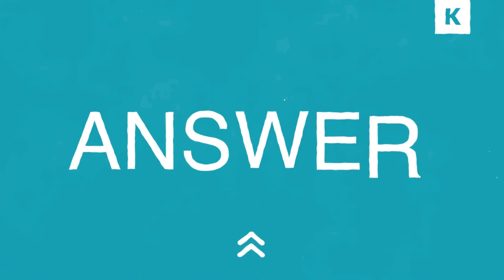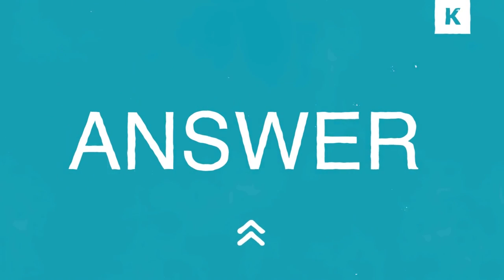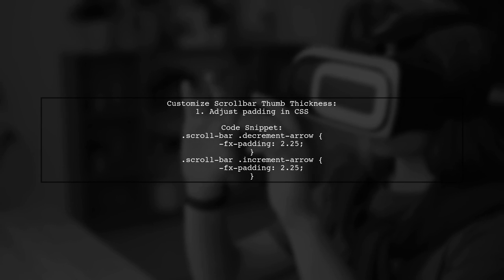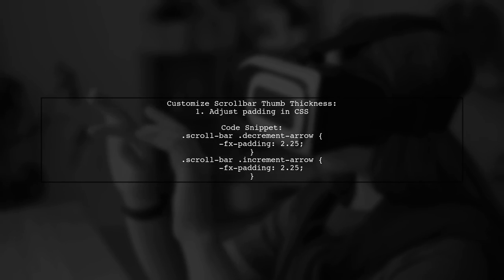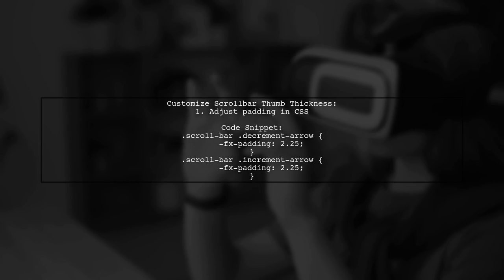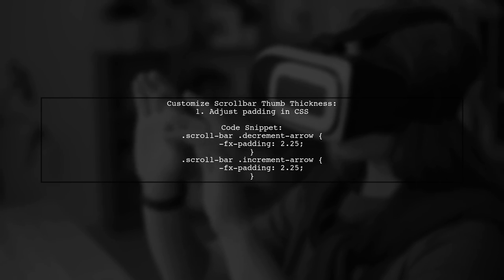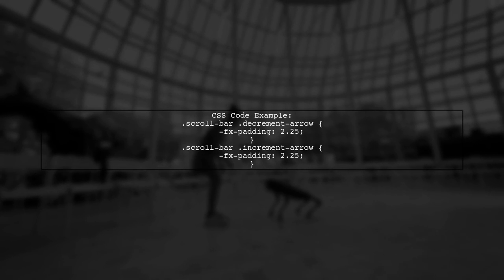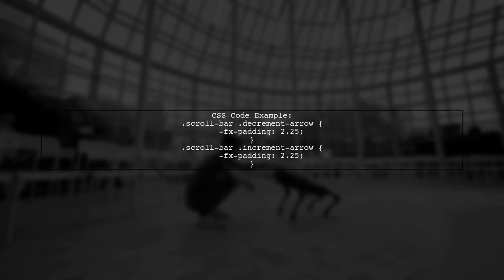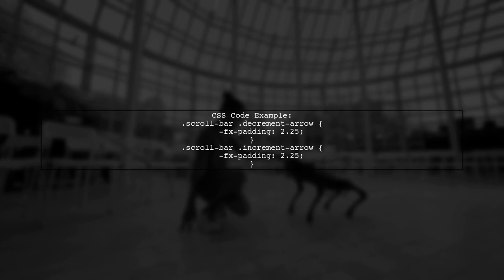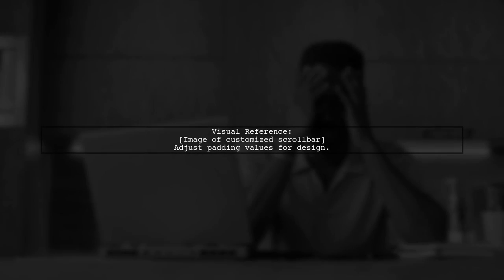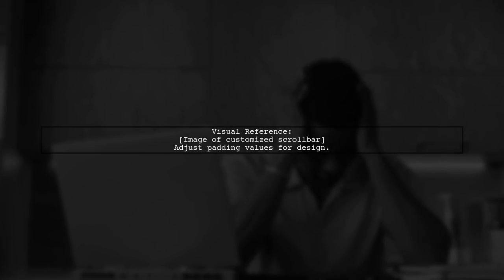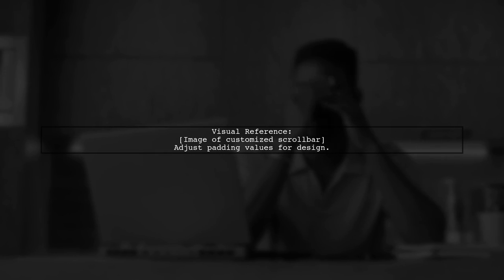Let's now look at a user-suggested answer. To customize the thickness of the scroll bar thumb in JavaFX using CSS, you can adjust the padding of the scroll bar arrows. This is done by setting the padding for both the decrement and increment arrows. Here's a quick look at the CSS code you'll need. Just set the padding for both the decrement and increment arrows to your desired thickness. For a visual reference, you can see how the scroll bar looks after applying these styles. Adjust the padding values to fit your design needs.